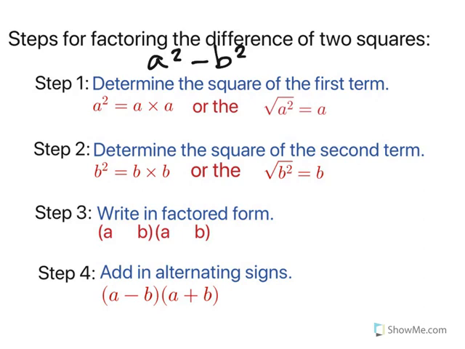Step 2 is to determine the square of the second term. The second term is b squared, and b squared equals b times b, or the square root of b squared equals b. Step 3 is to write it in factored form. So you write out your parentheses, place a at the beginning of each of the parentheses, and then b at the end of each parenthesis. And then finally, step 4, add in alternating signs. The subtraction sign goes in the first one, the addition sign goes in the second one.